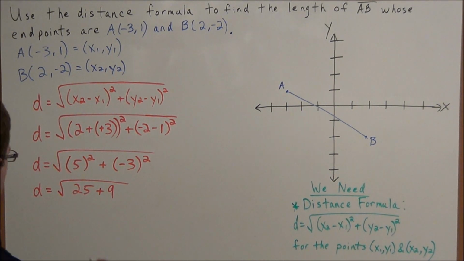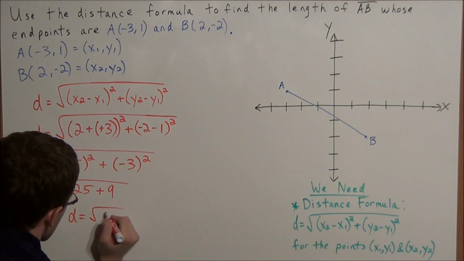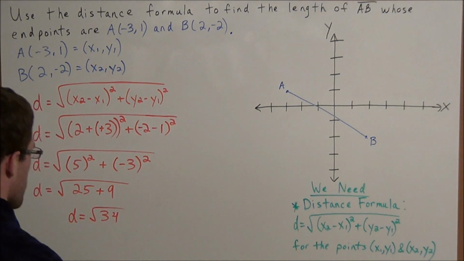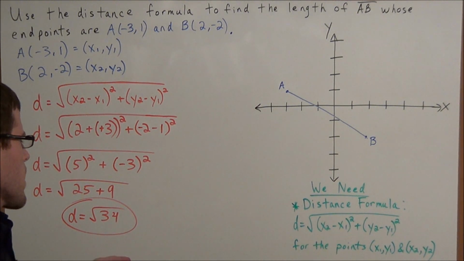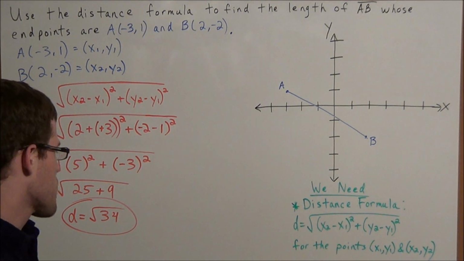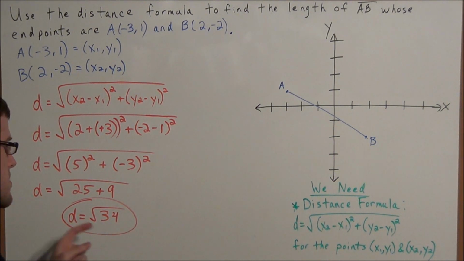So now the last line will be to write the distance is equal to the square root of 34. And if we were to try to factor this further, we would have 17 times 2, both of which are prime and not perfect squares. So radical 34 is as simple as we could get this distance.